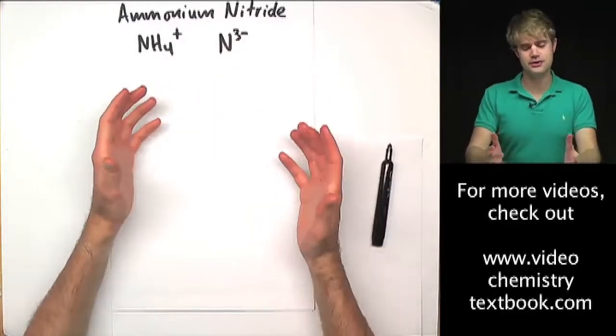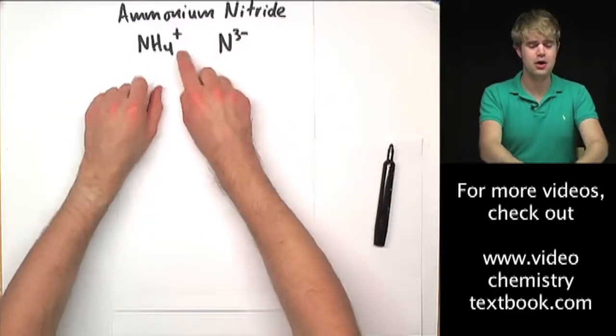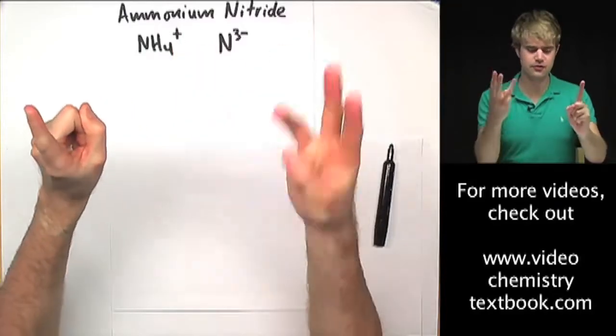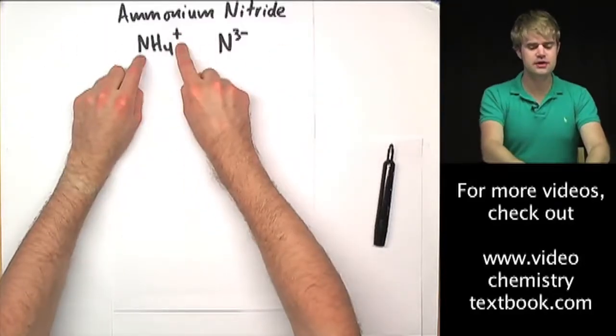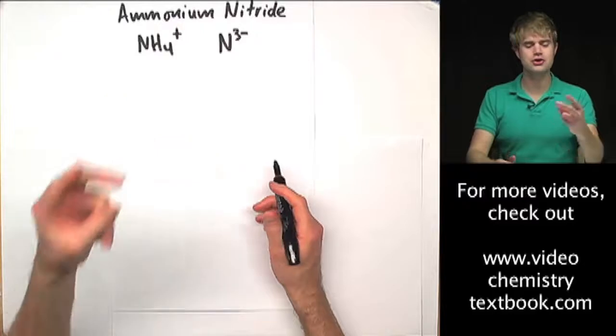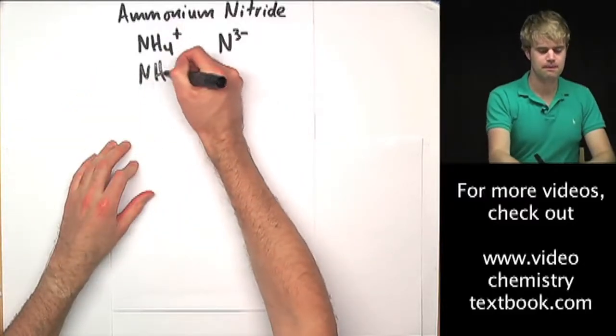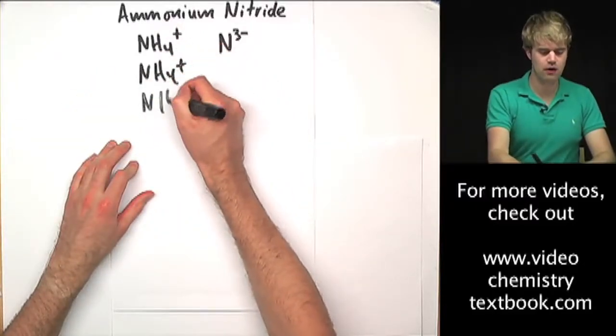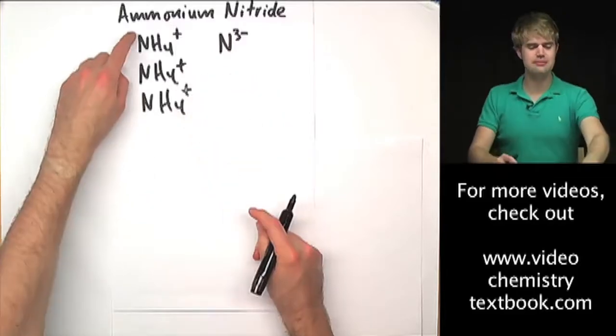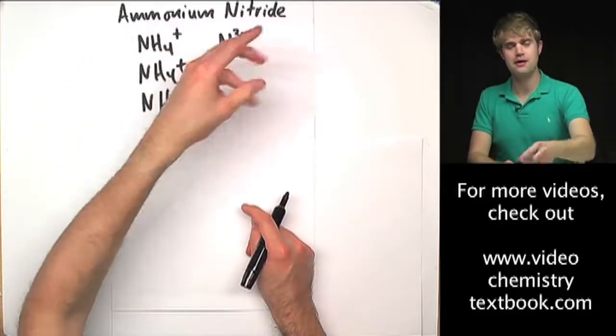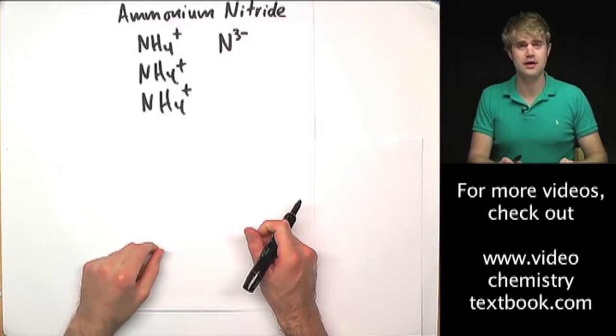Now we've got to balance the charges if they're not already balanced out. We have 1+ here and we have 3-. Since each of these has a 1+ charge, I'm going to add 2 more so that I have a total of 3+, 1, 2, 3, to balance out my 3- on the nitride.